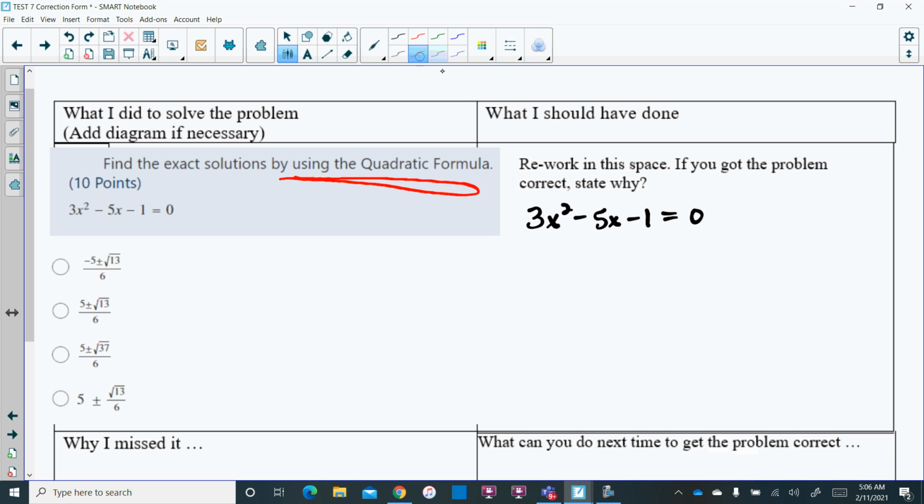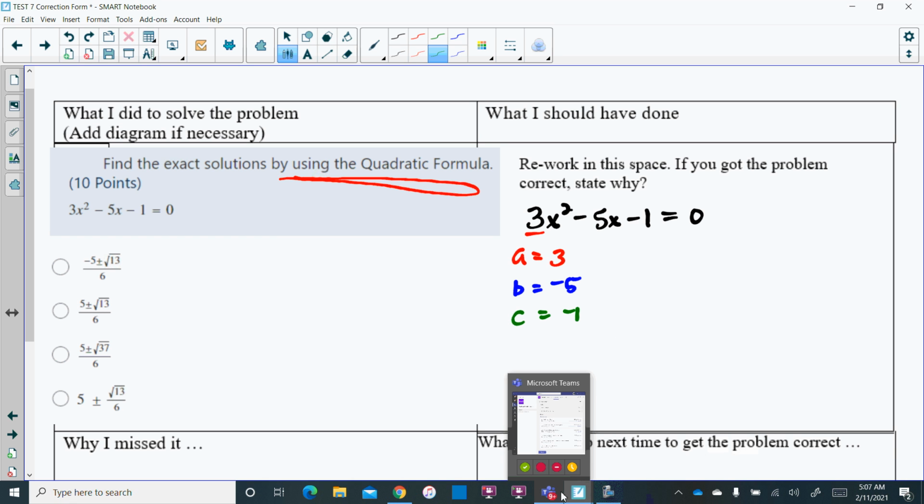In order to do the quadratic formula, you need to know your parts. You need to know your a. This is our a, the coefficient of the x squared. You need to have your b. That's the coefficient of the x. That's negative 5. And you needed to know your c. And here, that was the negative 1. So that was one of the first things I looked for.